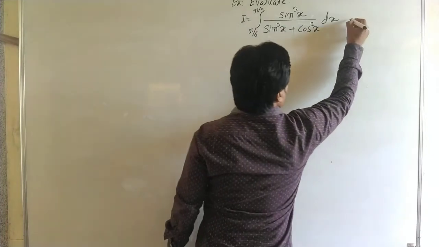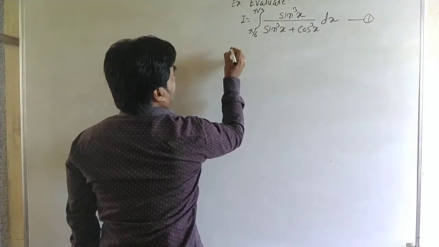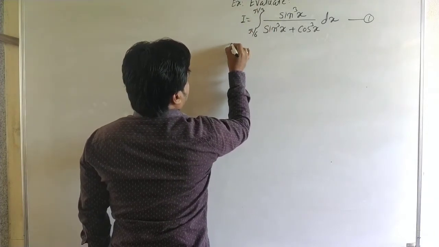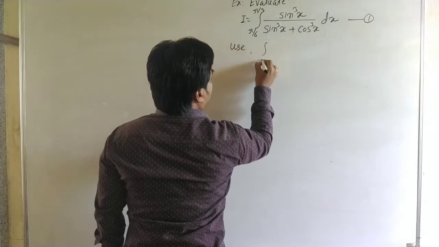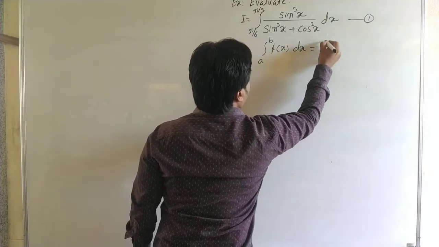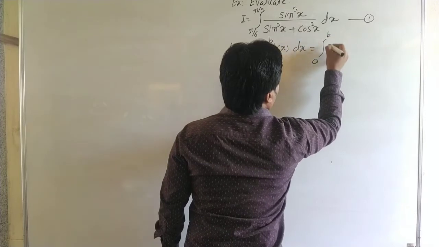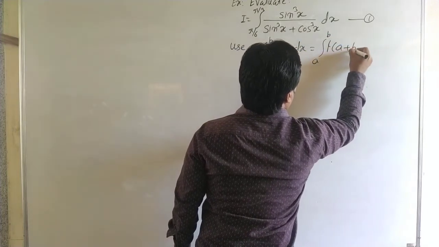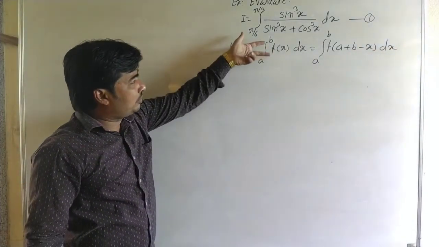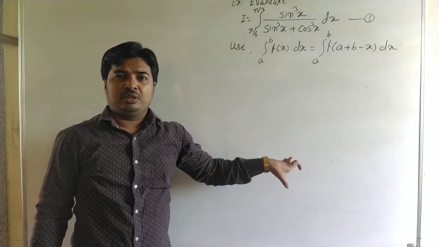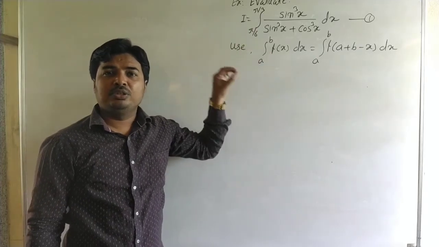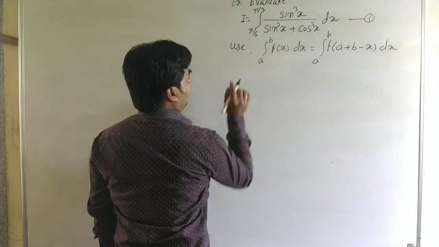Now this is the original integral, we write it as equation number 1. Here we use the property, with limits pi by 6 to pi by 3, that means a to b: integral a to b f of x dx is equal to integral a to b f of a plus b minus x dx. After using the property we get one more integral, and the method is adding both integrals, the original and the one after using the property.